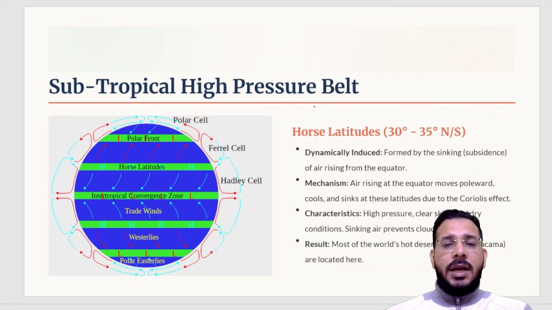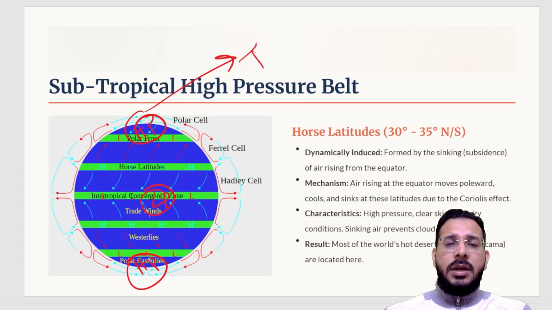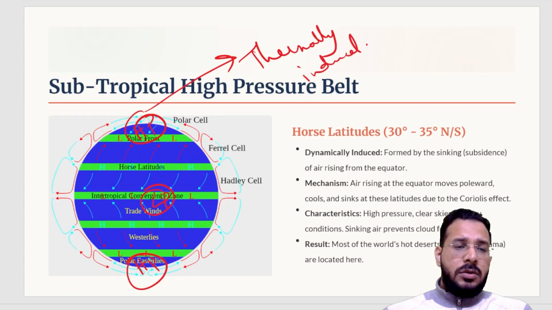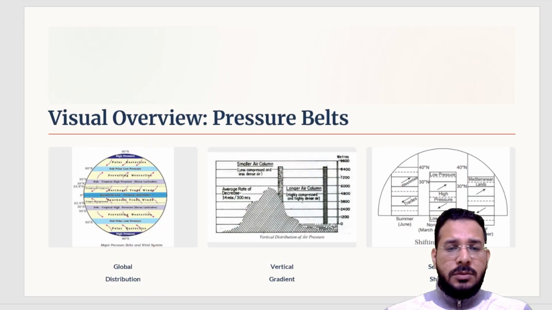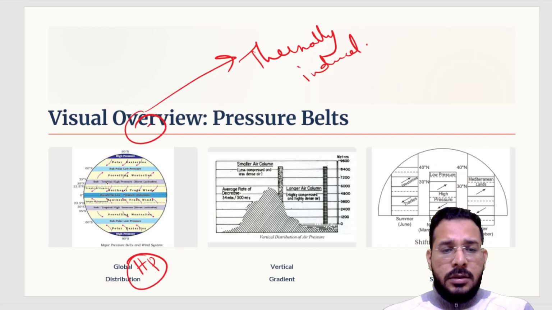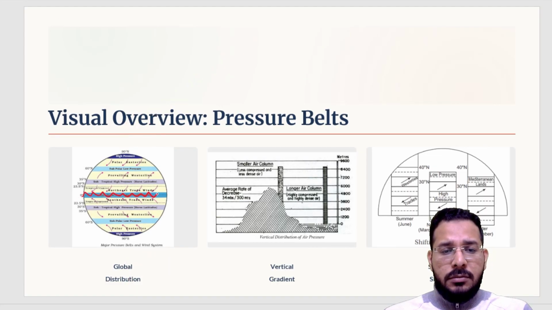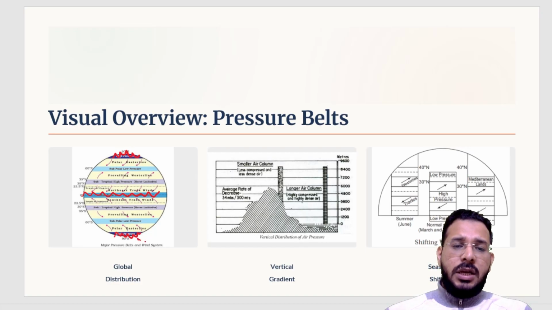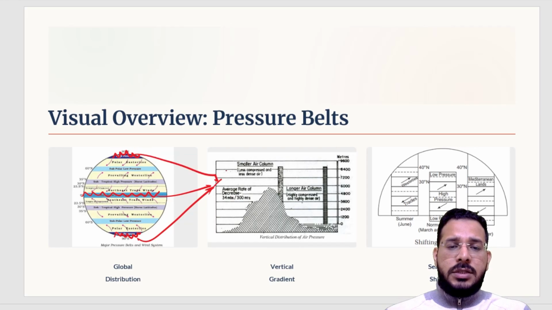Then we have the subtropical high pressure belt. See, the equatorial low pressure belt we have, then we have the polar high pressure belt. Here also we have the polar high pressure belt. These three belts are thermally induced. If I show you the diagram of the pressure belts, this is the equatorial low pressure belt, and this is the polar high pressure belt, and this is also the polar high pressure belt. These three pressure belts, 1, 2 and 3, are thermally induced.